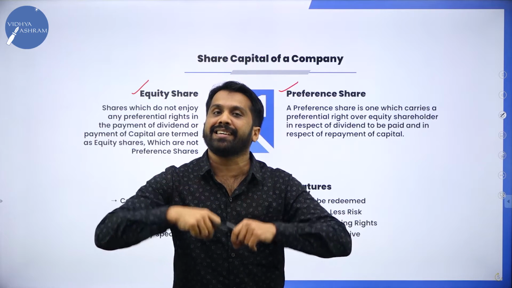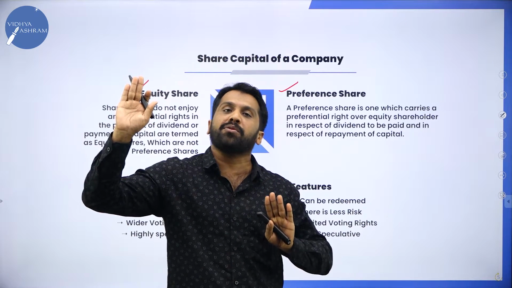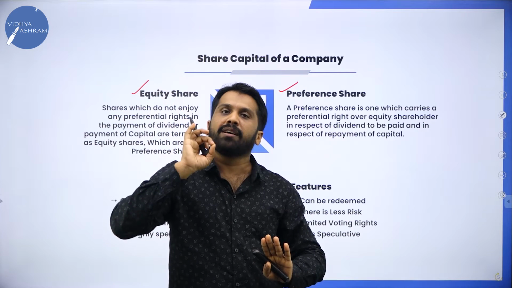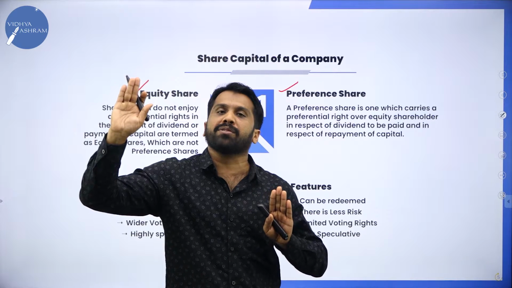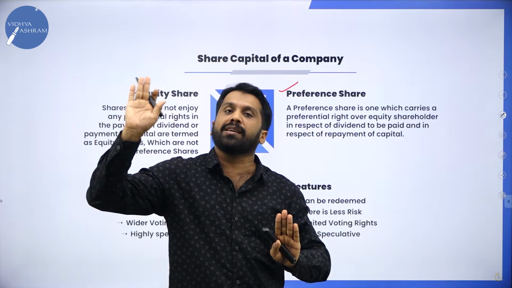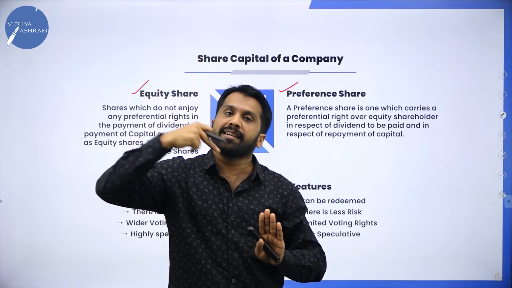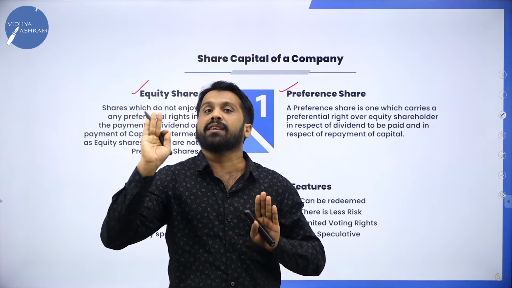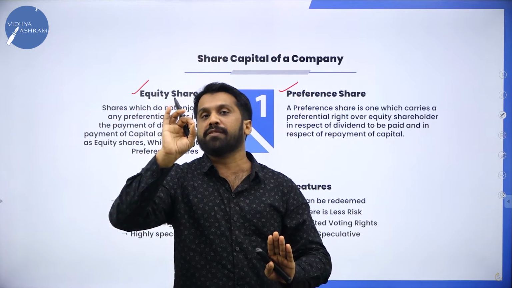Whatever profit they earn, first it will be given to preference, then it will be given to equity. Clear? First it will be given to whom? Preference shareholders. Then it will be given to equity shareholders. These shareholders are more preferential than equity. Clear? That is the major difference between preference and equity.